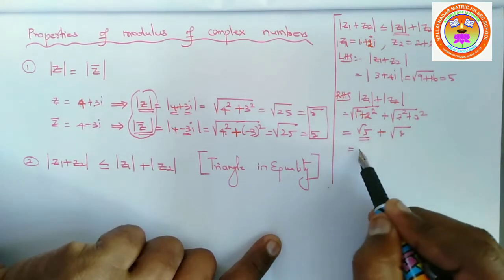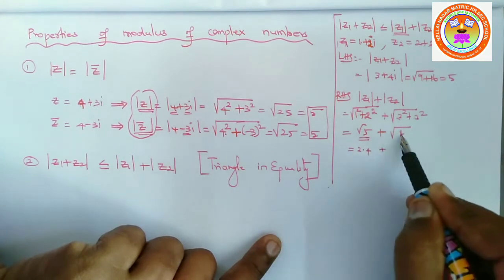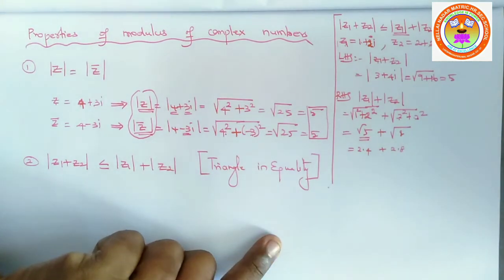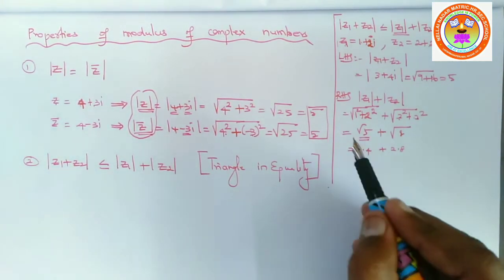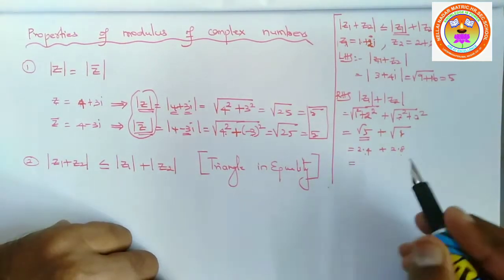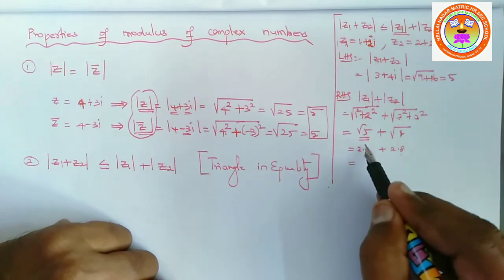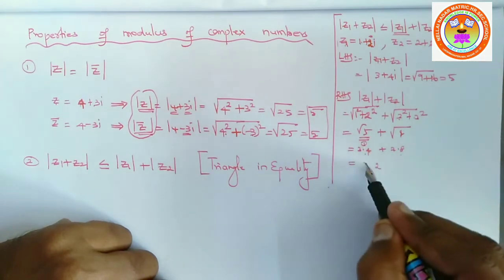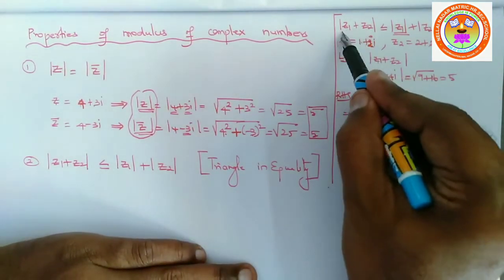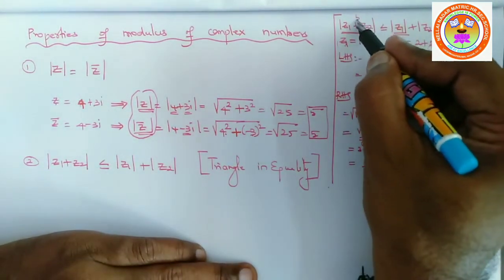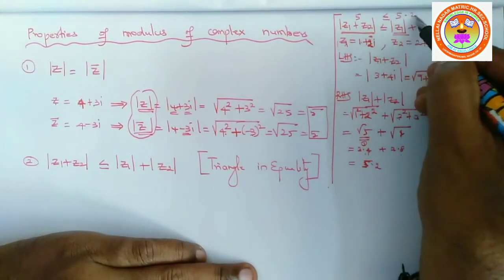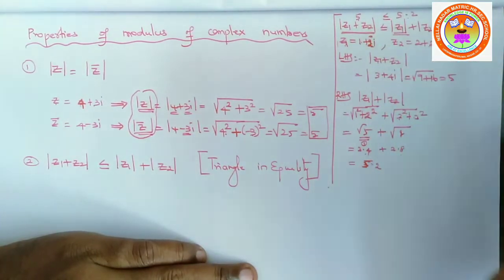The square root of 5 is 2.2 something, and the square root of 8 is 2.8 something. Just an approximation. Adding them, we get about 5. So the LHS answer we got is 4.2, and 4.2 is less than or equal to 5. Yes, it is less, not equal.